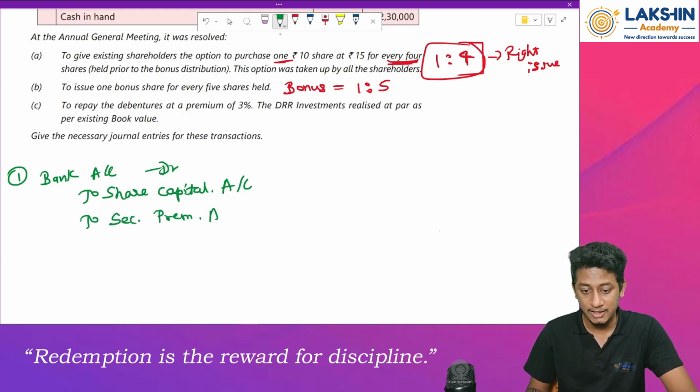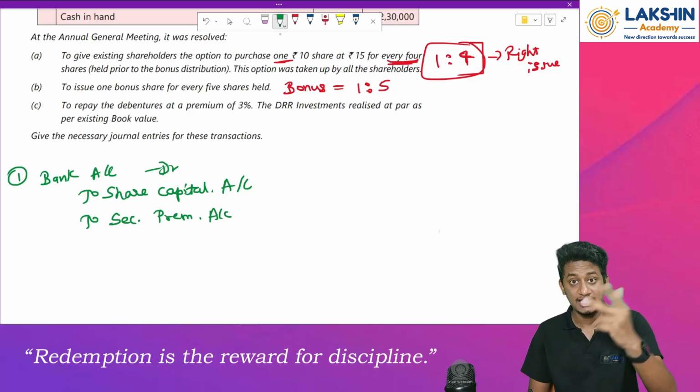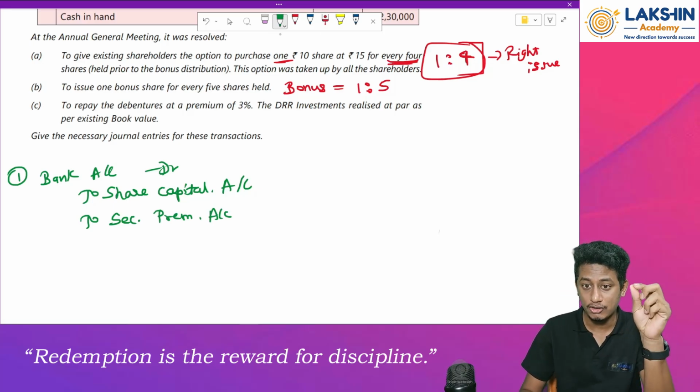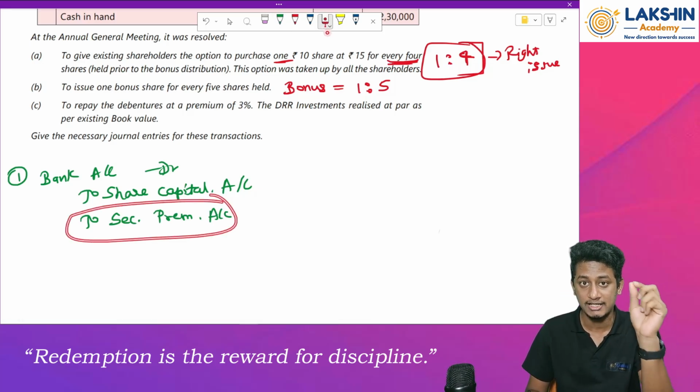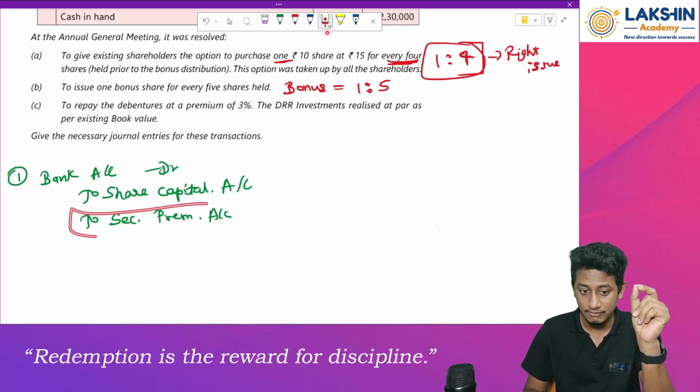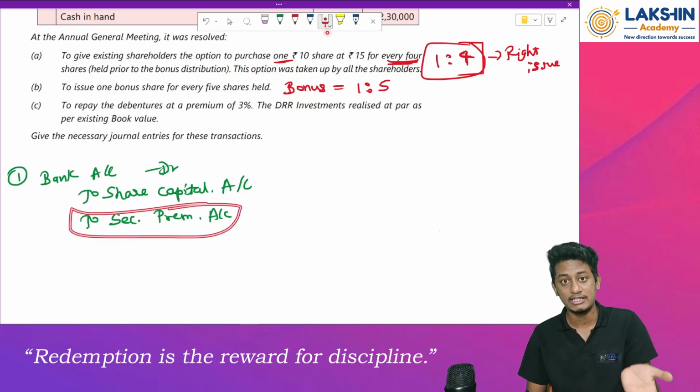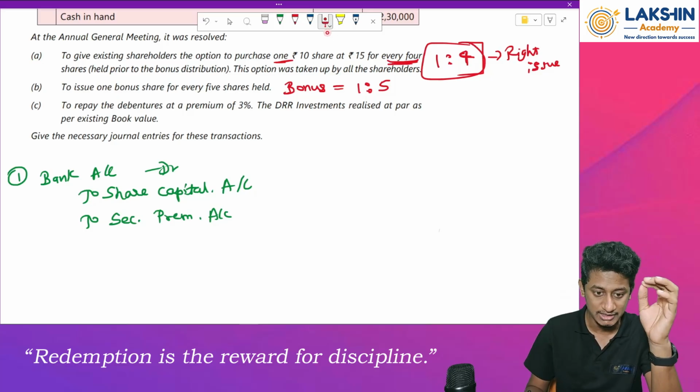Since premium is the income for us, additional income, because of that we will credit the account, or I can say that it is a reserve. Better than income, take it as a reserve. It is a reserve, because of that I will credit the account. Whenever we need to increase the value of reserves, we will credit the account. Remember this.